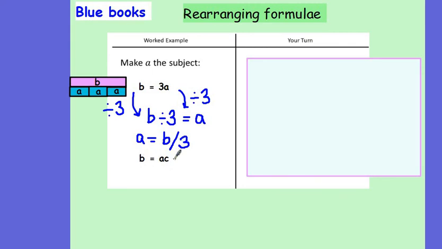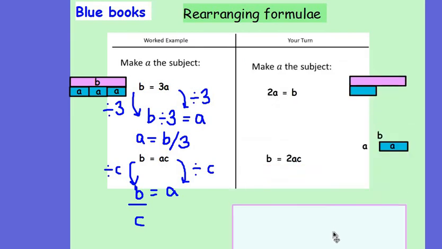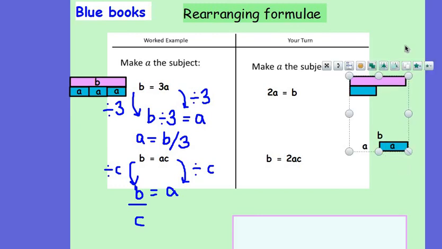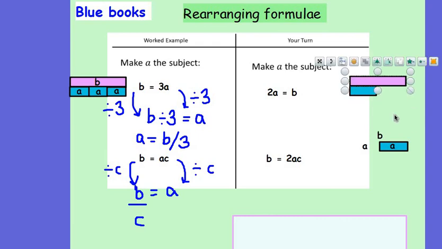We can use the same process if we've got a letter. If I divide both sides of this equation by C, I get A is equal to B divided by C. Over to you, Year 9, in your dark blue books. Please have a go at these two for me. Pause the video and can you make A the subject of each of these equations? If you want to draw the bar model, I've given you the starting part to help you out.